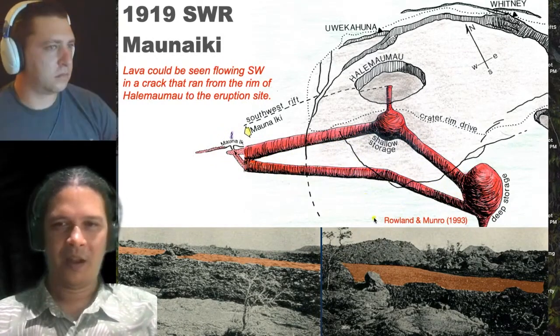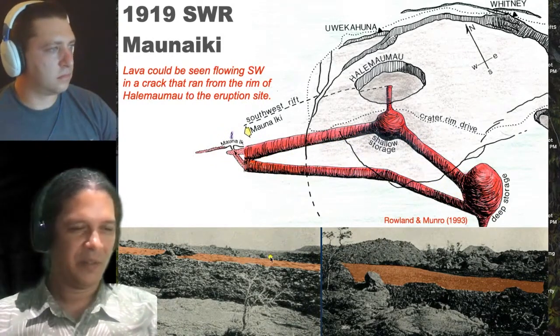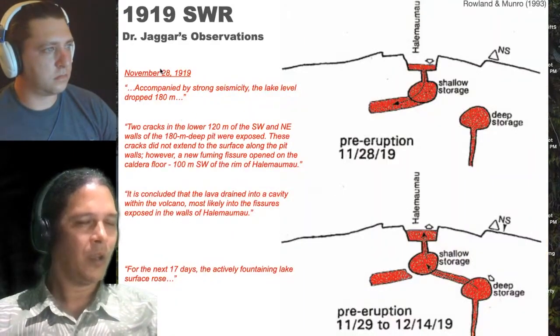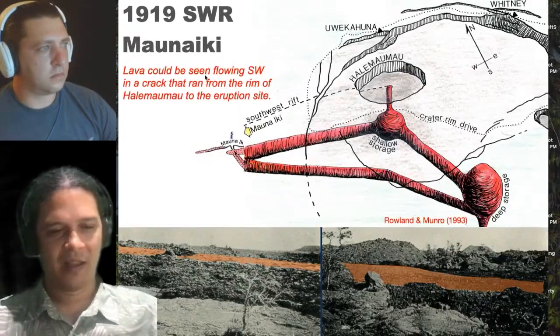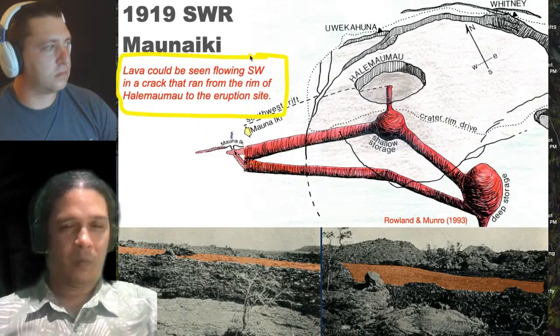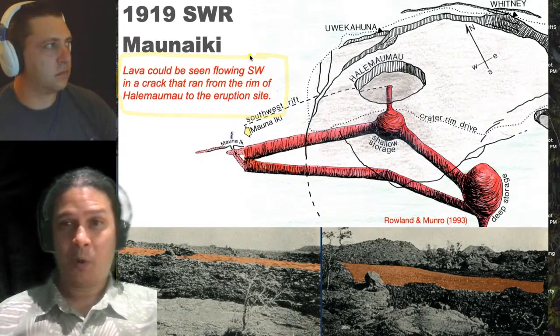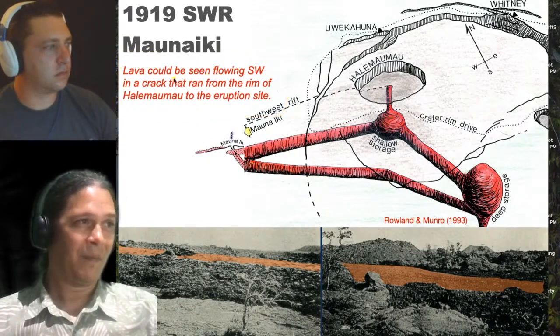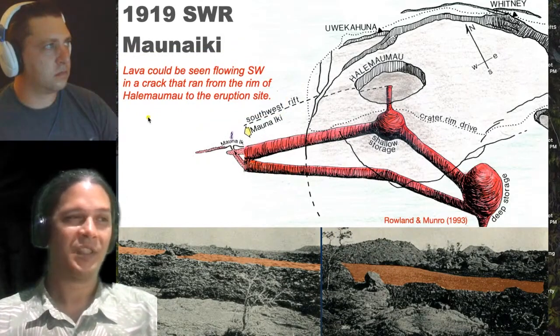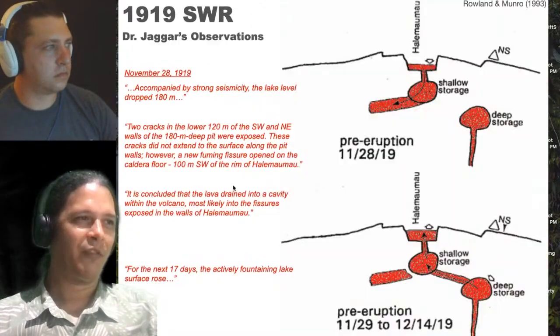And then here's a hand-colored series of photographs at the bottom of that 1919 eruption. Okay, so we'll go back and just highlight this quote here. This is the key thing. I'll read it again. Thomas Jaggar was making reports of this eruption, and he described lava could be seen flowing southwest in a crack that ran from the rim of Halemaumau to the eruption site on the first phase of eruption.